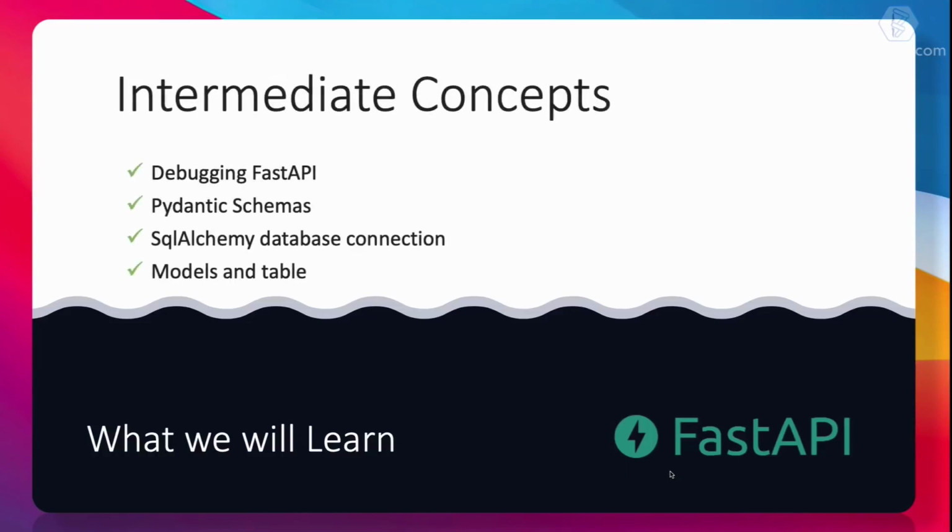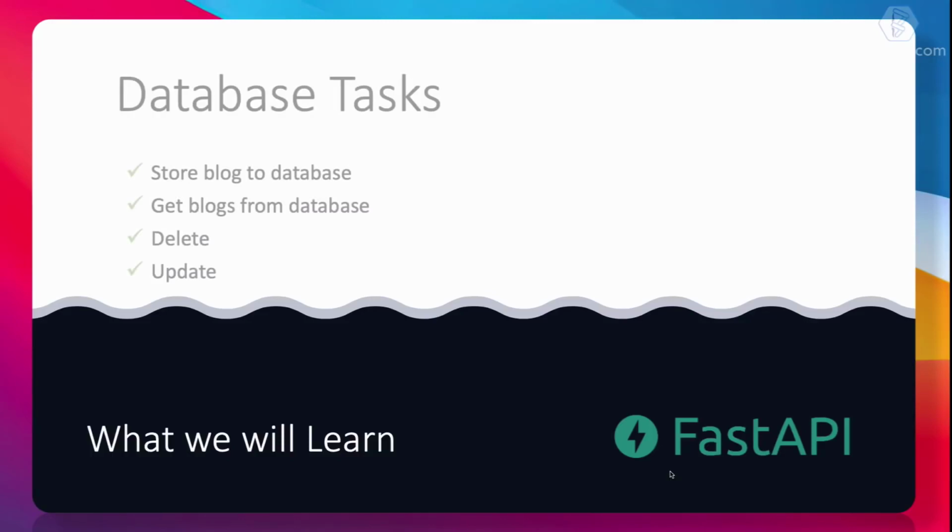Then we will move to intermediate concepts like debugging your FastAPI application. Then Pydantic schemas, what are they? How you can use SQLAlchemy to connect to the database. Then how we can create models and, using those models, create tables in our database. That will be done by the SQLAlchemy ORM. Next, we are going to talk about database tasks like CRUD operations for the blog, like storing, getting, updating and reading. All these things we will do in the database part.